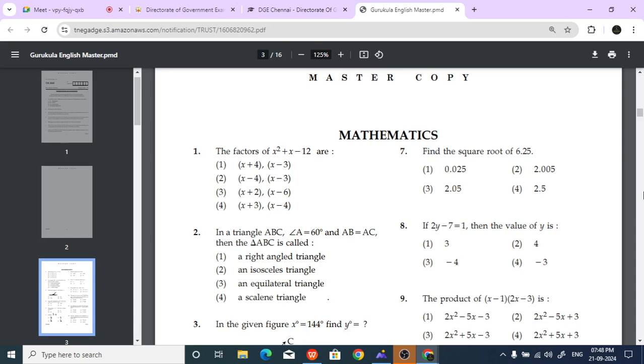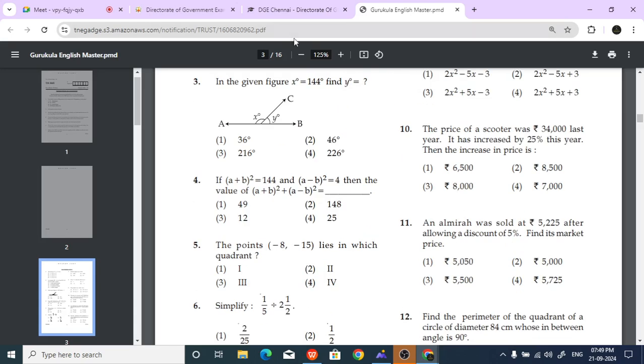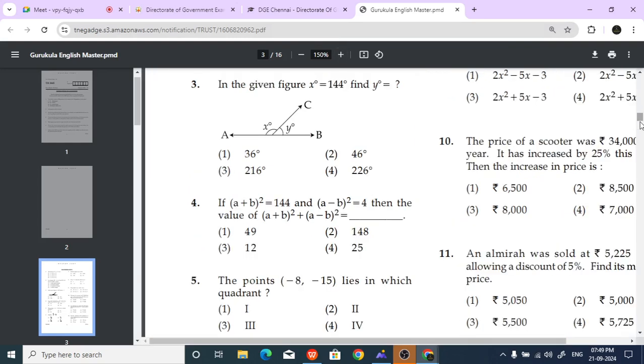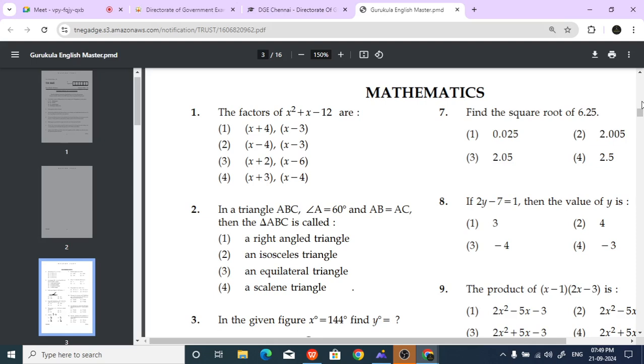Okay, let us go to question number 9. Can anybody read question number 9? The product of x minus 1 into 2x minus 3. Let me make it big, then you will understand. The product of x minus 1 into 2x minus 3 is how much? You have to multiply x minus 1 and 2x minus 3 and find which option is correct.